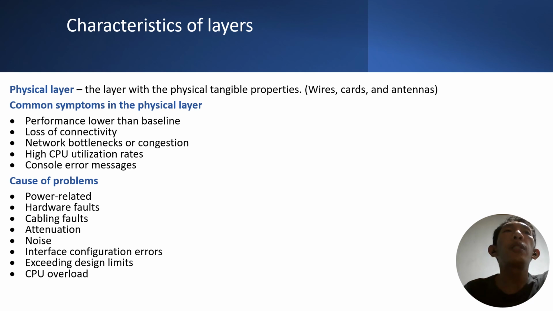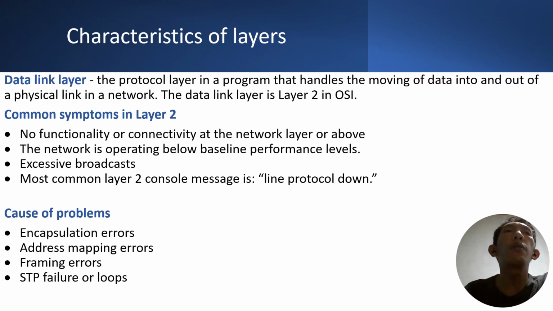Characteristics of layers. Physical layer: the layer with the physical, tangible properties. These are wires, ports, and antennas. Common symptoms in the physical layer: performance lower than baseline, loss of connectivity, network bottlenecks or congestion, high CPU utilization rates, console error messages. The causes of problems are power-related issues, hardware faults, cabling faults, attenuation, noise, interface configuration errors, exceeding design limits, and CPU overload.